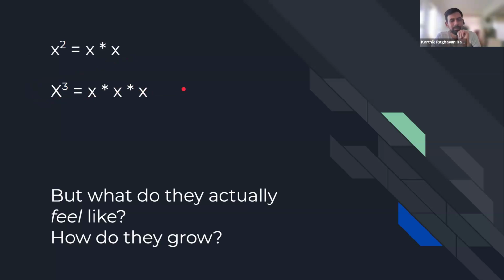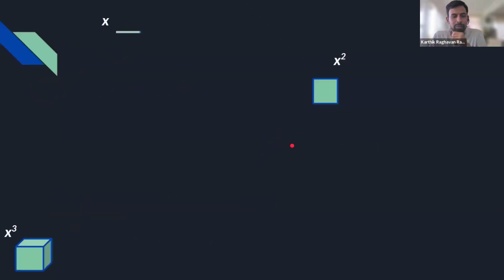So this is the mathematical formula, but what do they actually feel like, right? How does an x squared look like? How does an x squared taste like? How does an x squared feel like, right? And how do they grow in relation to other things? So I wanted to give that intuition. Take a few minutes. So this is going to be pictorial.